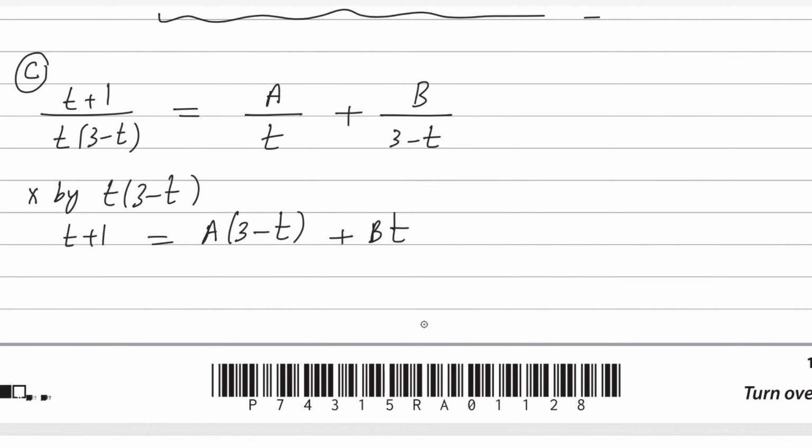Now you can expand this one or you can substitute the values. I think the easiest way is to substitute t equals 0 here, and for sure you will get the value of A. This is the rule, by the way. Substitute t equals 0. On the left side it will be 1, and this one will be 3A, and the other one will be 0, because you are substituting t equals 0. This implies that the value of A is equal to 1 over 3.